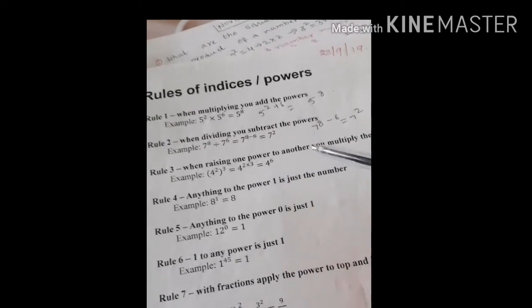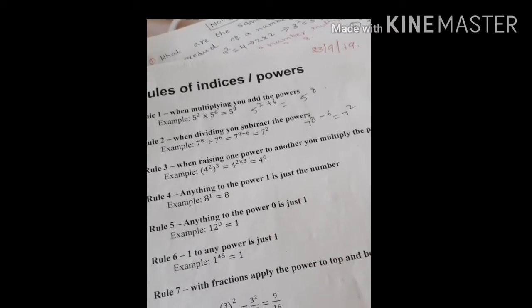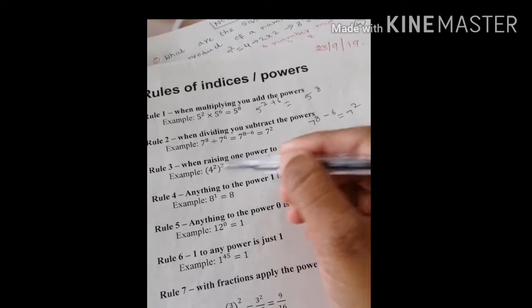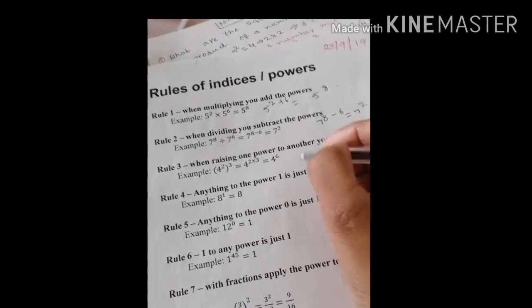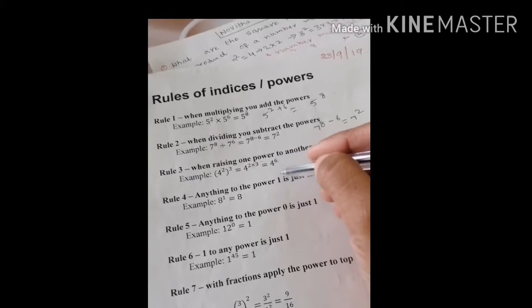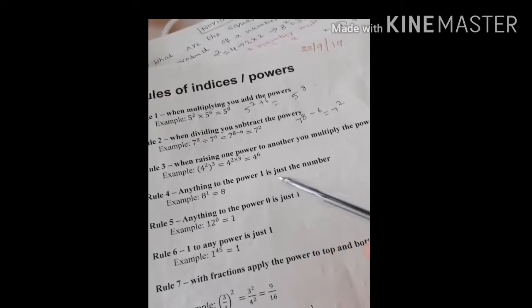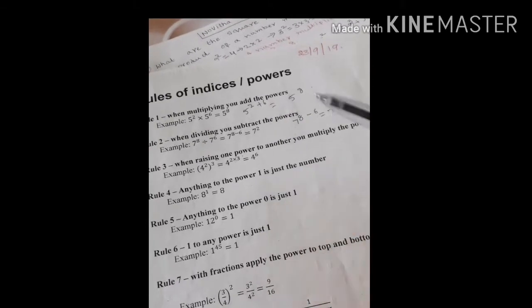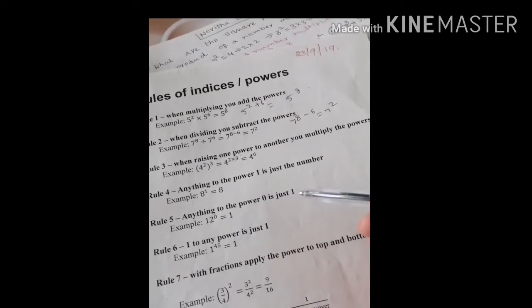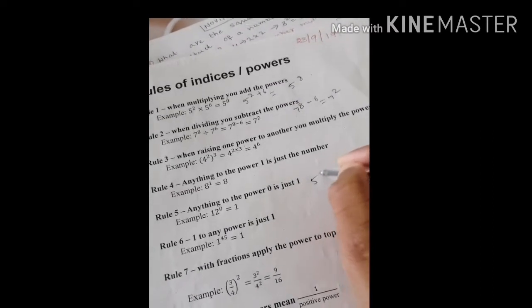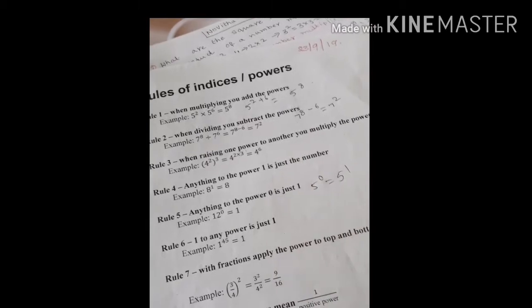When raising one power to another power, you multiply the powers. So 4 squared, in brackets, cubed. That means 4 to the power of 2 times 3 equals 4 to the power of 6. Anything to the power 1 is just the number. 8 to the power 1 equals 8. Anything to the power 0 is just 1. So 5 to the power 0 equals 1.